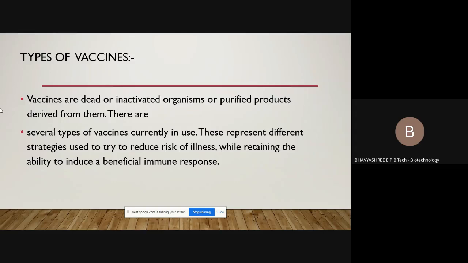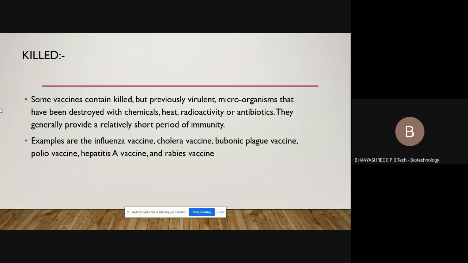Now we are going to see the types. There are three types: killed, attenuated, and toxoid. First, killed. Some vaccines contain killed but previously virulent microorganisms that have been destroyed with chemicals, heat, radioactivity, or antibiotics. They generally provide a relatively short period of immunity. Examples are the influenza vaccine, bubonic plague vaccine, polio vaccine, hepatitis A vaccine, and rabies vaccine.